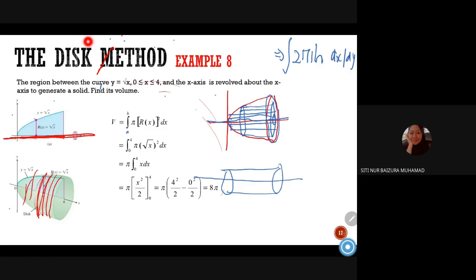2 pi r h. Okay, so what is our r for this case, class? What is our r of the cylinder here? We rotate about the line x equals to x axis. So the radius of the cylinder is equals to apa dia?